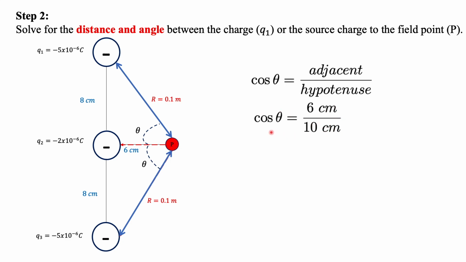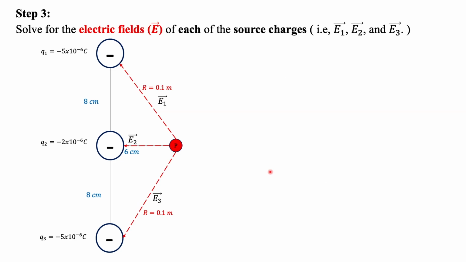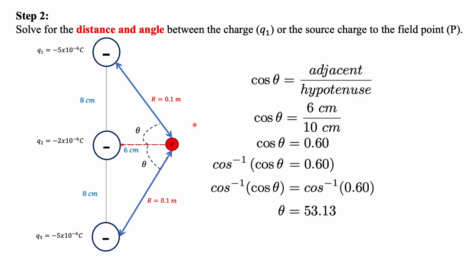So I end up with this expression, and cosine theta is just 0.6. Now take note that I'm looking for the angle theta, so what I'm going to do is to apply the arc cosine, or cosine inverse, on the left side and right side of this equation. After taking the cosine inverse of the function cosine theta, I have this expression, and so I end up with theta equal to 53.13 degrees. So what that means in this problem is that the angle between this one over here is just 53.13.